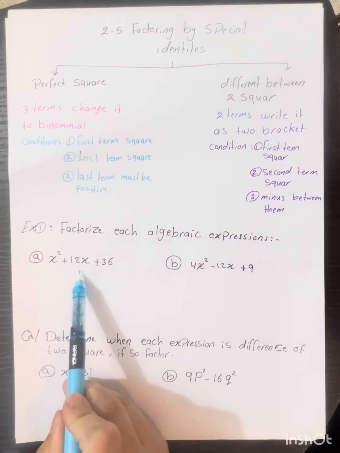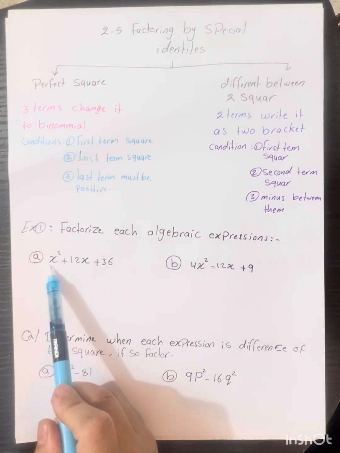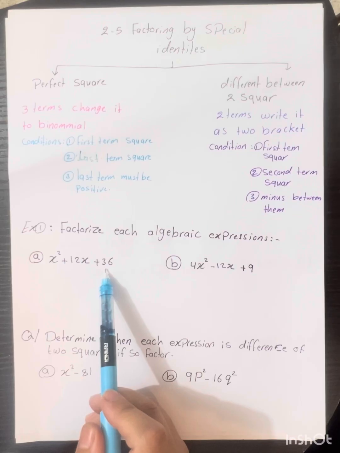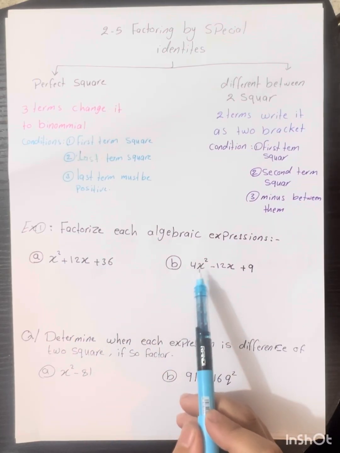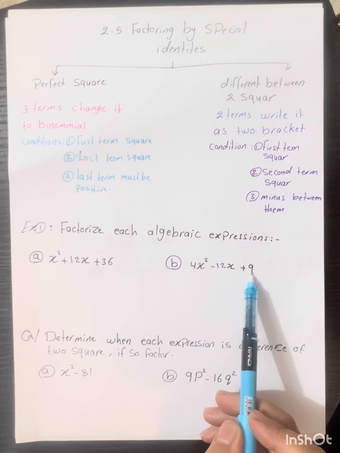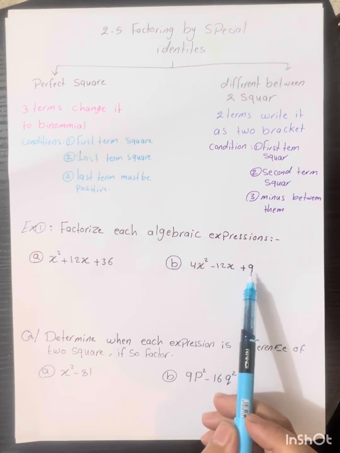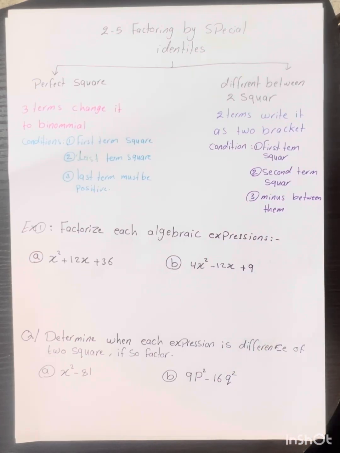Like that, the first question: the first term is square, the last term is square, and the last term is positive. We need to change these three terms to a binomial if we have those three conditions, okay?